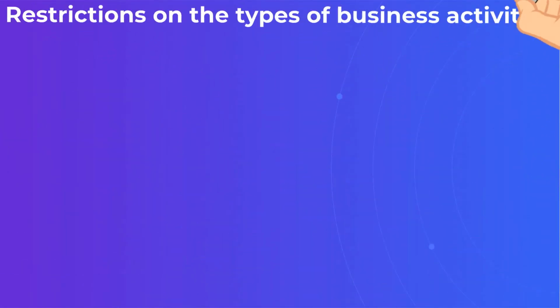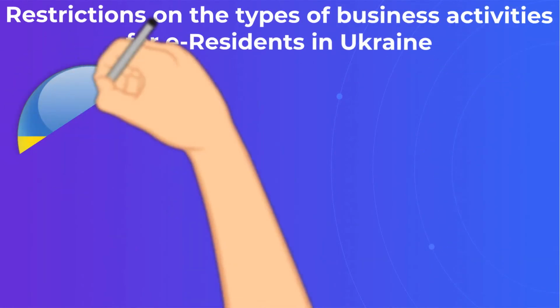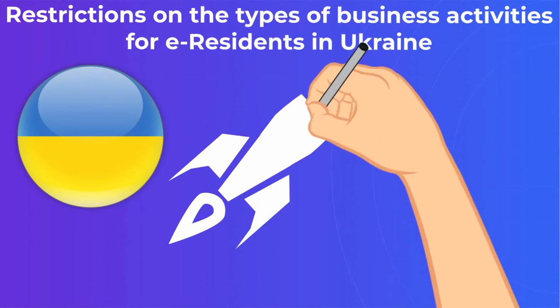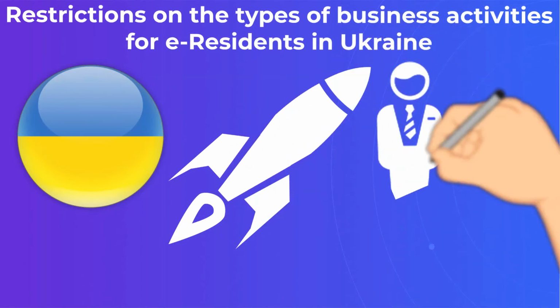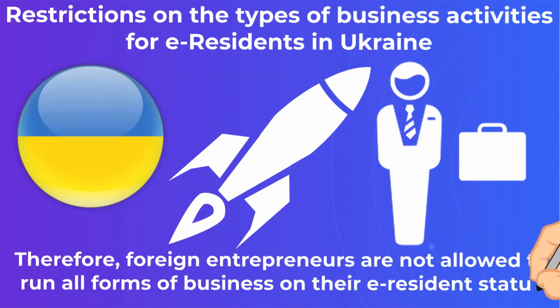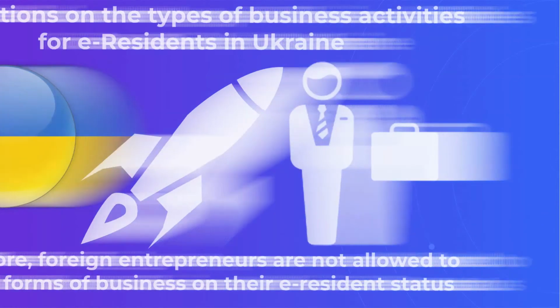Restrictions on the types of business activities for e-residents in Ukraine. Ukraine launched its e-Residency program only last year, and it is a pilot scheme. Therefore, foreign entrepreneurs are not allowed to run all forms of business on their e-resident status.